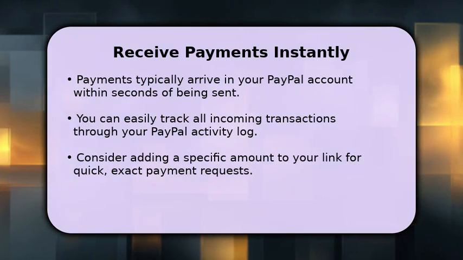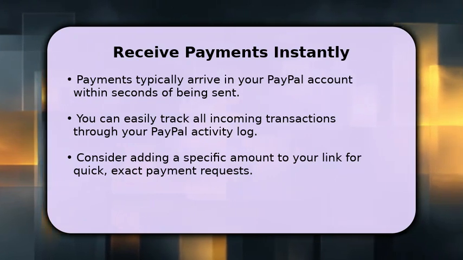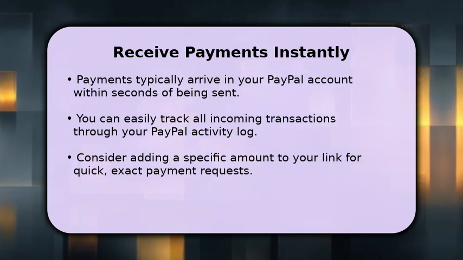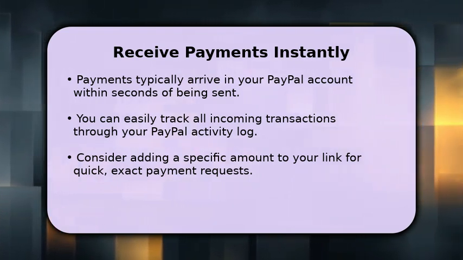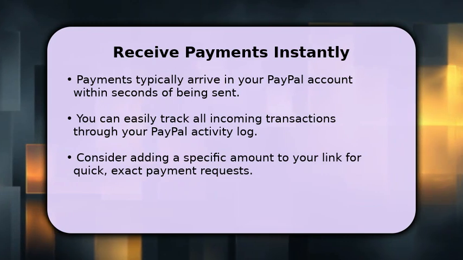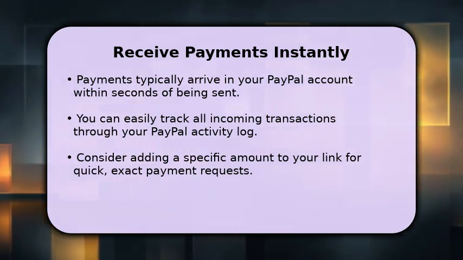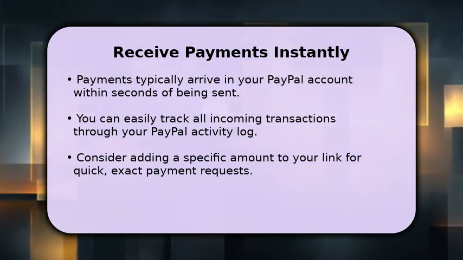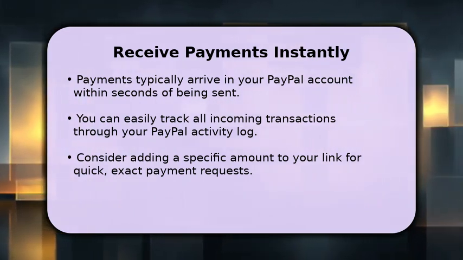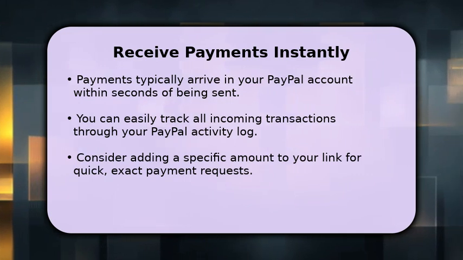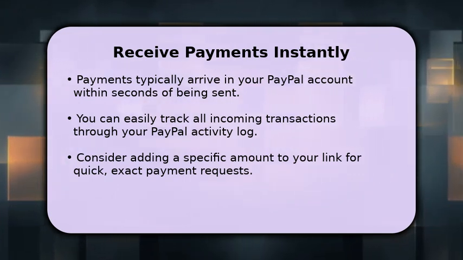Once someone sends money through your PayPal.Me link, the funds usually appear in your PayPal account almost instantly. You can monitor all these transactions directly within your PayPal activity log, providing a clear overview of your incoming payments. For added convenience, you can even append a specific amount to your link, for example, PayPal.Me/yourname/25 to request an exact payment, making it even faster for others to pay you.